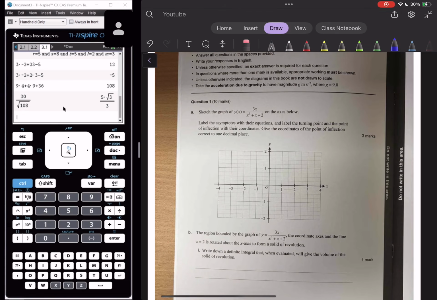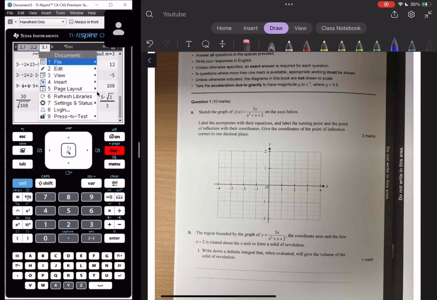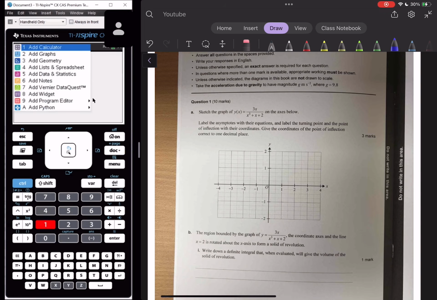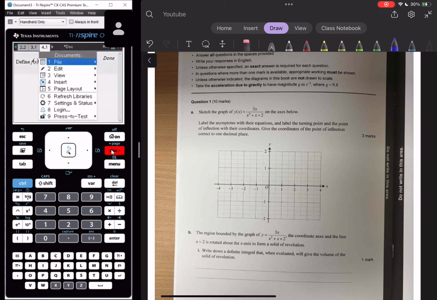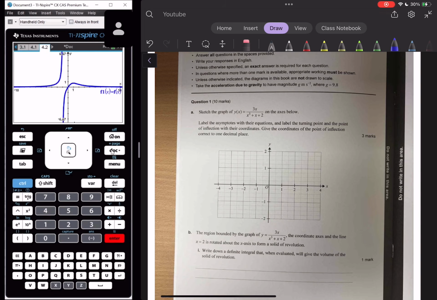We want to sketch this graph on the axes below. A good thing to do is to start a new problem page, so we're going to do doc for 1. I'm going to define this function f of x to be equal to 3x over x cubed plus x plus 2. Now to graph f of x, it seems like we have an inflection point and a turning point here, with an asymptote, horizontal and vertical.